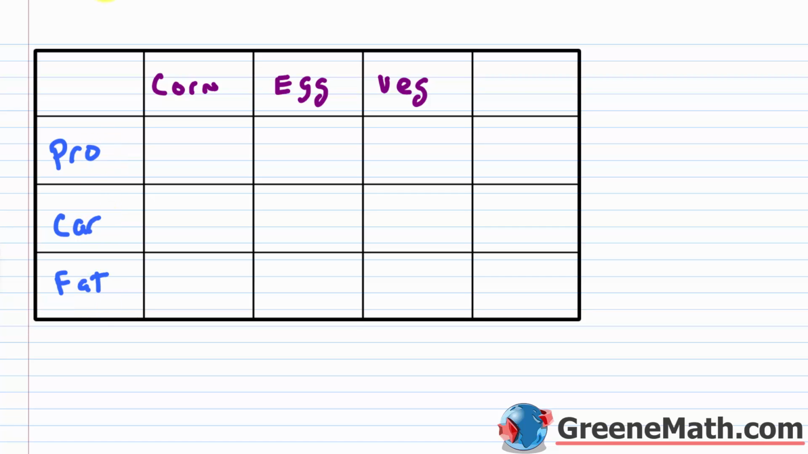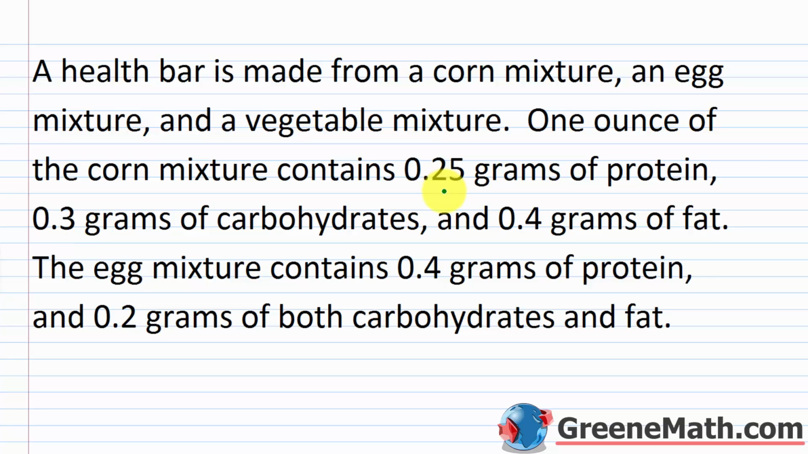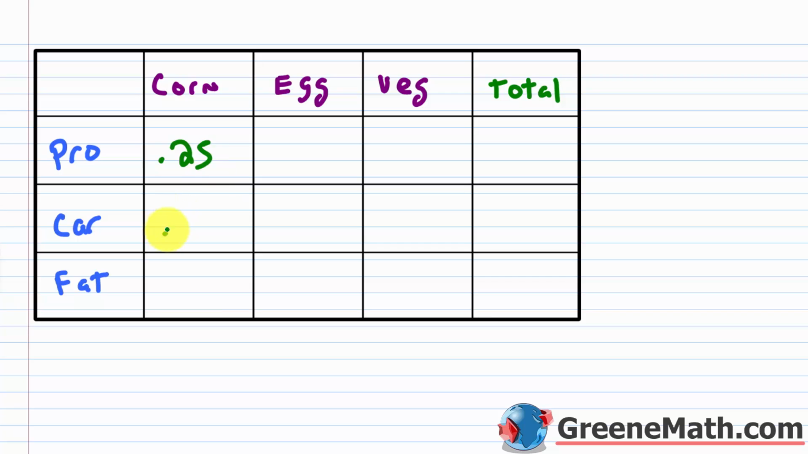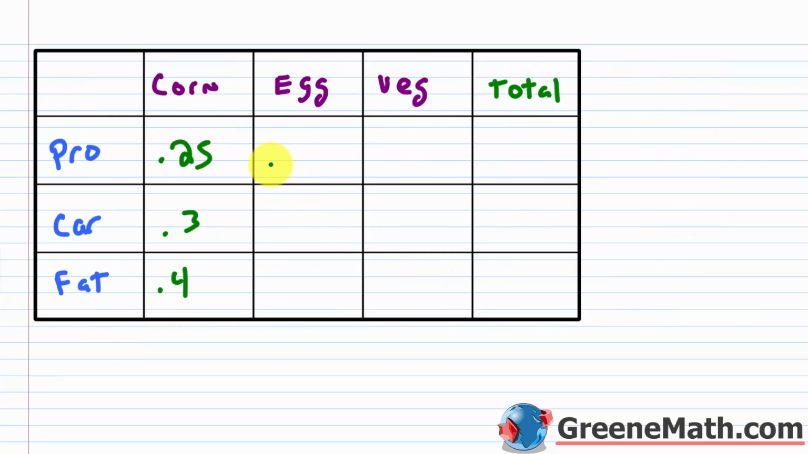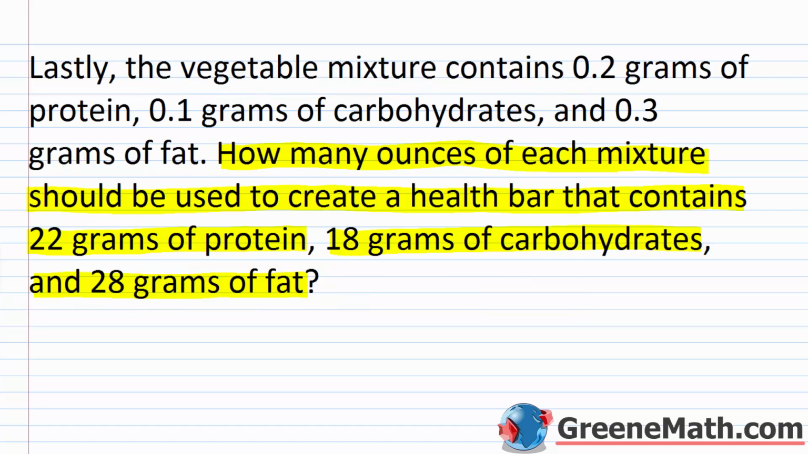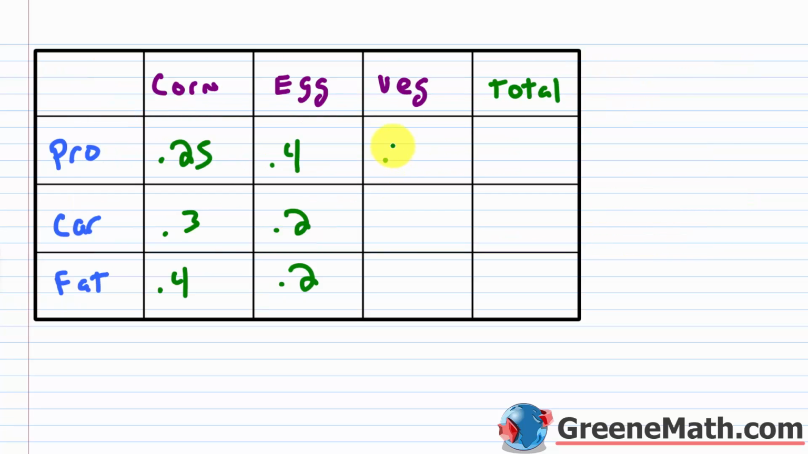Then we also want to put in a total here, and this will make sense once we have the information going. So I can look back in the problem for the statistics for how much protein, carbohydrates, and fat each of these has. I'm just going to fill in my table. So let's go back up. For the corn, for every ounce, it's got 0.25 grams of protein, 0.3 grams of carbohydrates, 0.4 grams of fat. So we've got 0.25 for protein, 0.3 for carbs, and 0.4 for fat. For the egg mixture, we have 0.4 grams of protein and 0.2 grams for both carbohydrates and fat. So we've got 0.4 and then 0.2 and 0.2 again. Lastly, for our vegetable mixture, we've got 0.2 grams of protein, 0.1 grams of carbohydrates, and 0.3 grams of fat. So we've got 0.2 for the protein, 0.1 for the carbohydrates, and 0.3 for the fat.